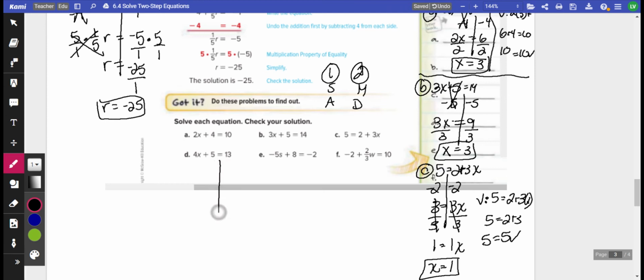Letter D, extending my equal sign, I'm going to subtract 5 from both sides. 4x equals 8. Then I'll divide both sides by 4 and get x equals 2.